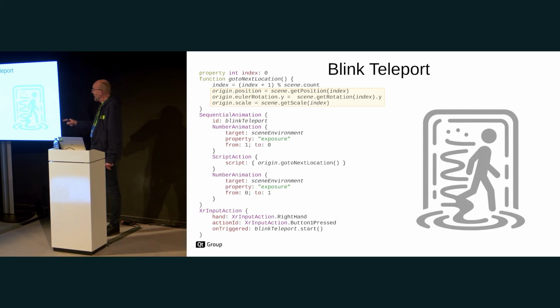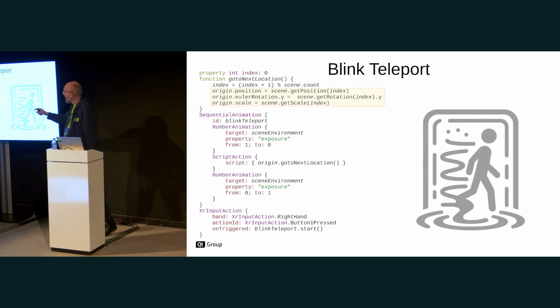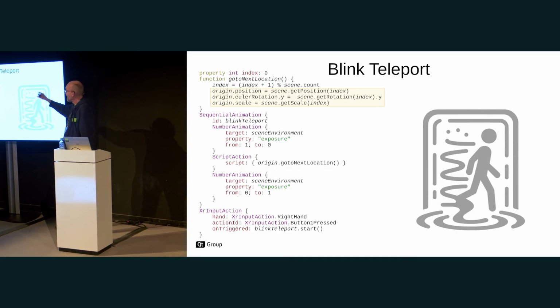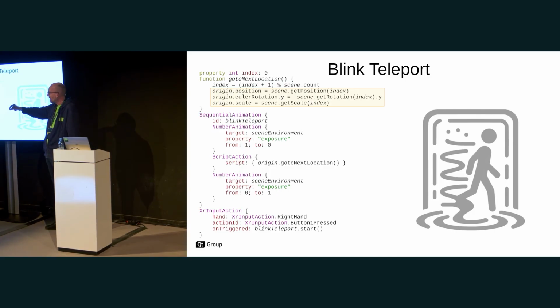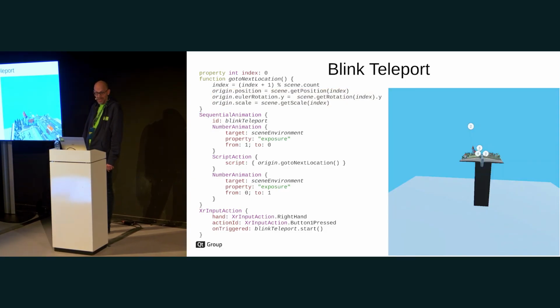So now is where I'm going to go faster through the code, because we don't have many minutes left, unfortunately. But the main point here is I use an animation to fade out the view, then I change the location, then I fade in again, and I use an input action to change position on the trigger press. So it might look something like this.